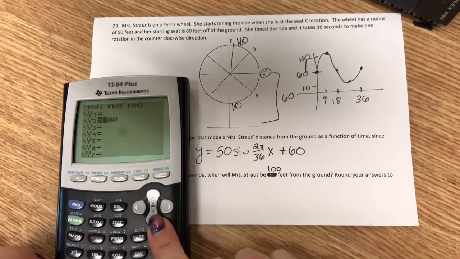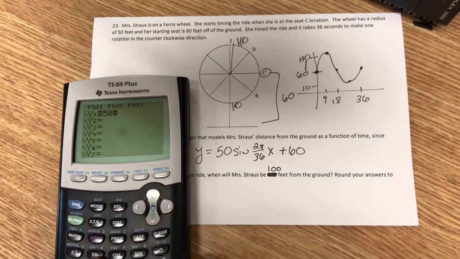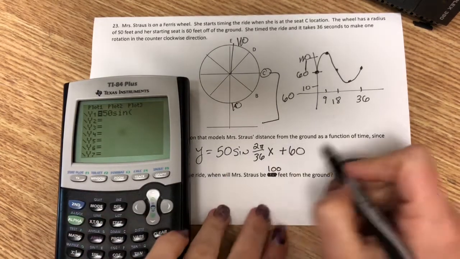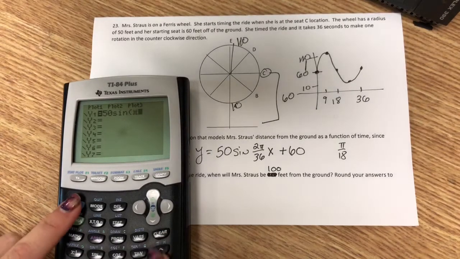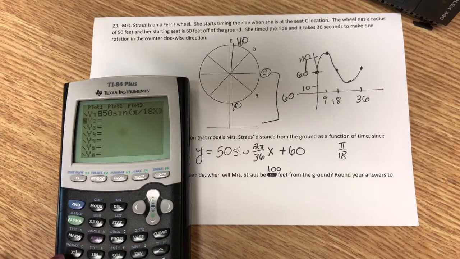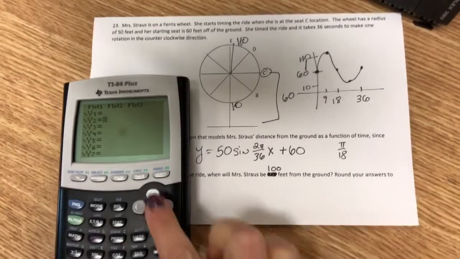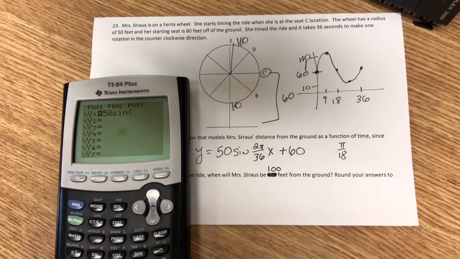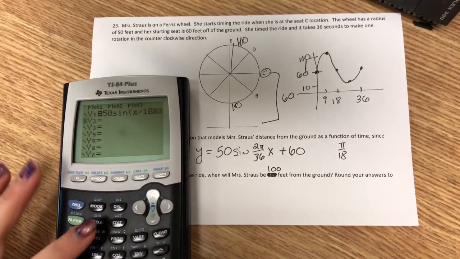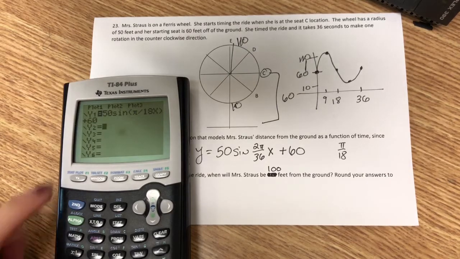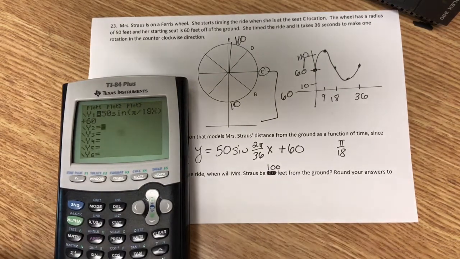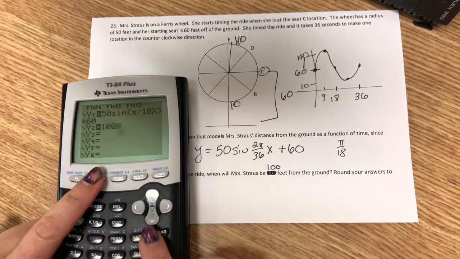And y equals, I'm going to type in 50 sine. Let's reduce this. It's going to be pi over 18, it's just less to type. So pi divided by 18 x plus 60. Oh, I did not mean to clear it. Then in y2, we're going to put 100, which is the height we want to test.